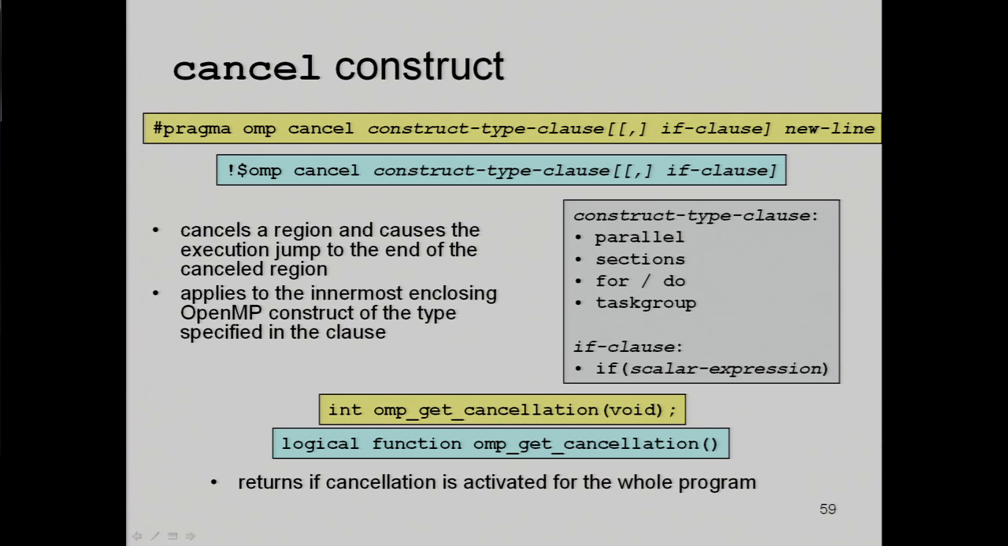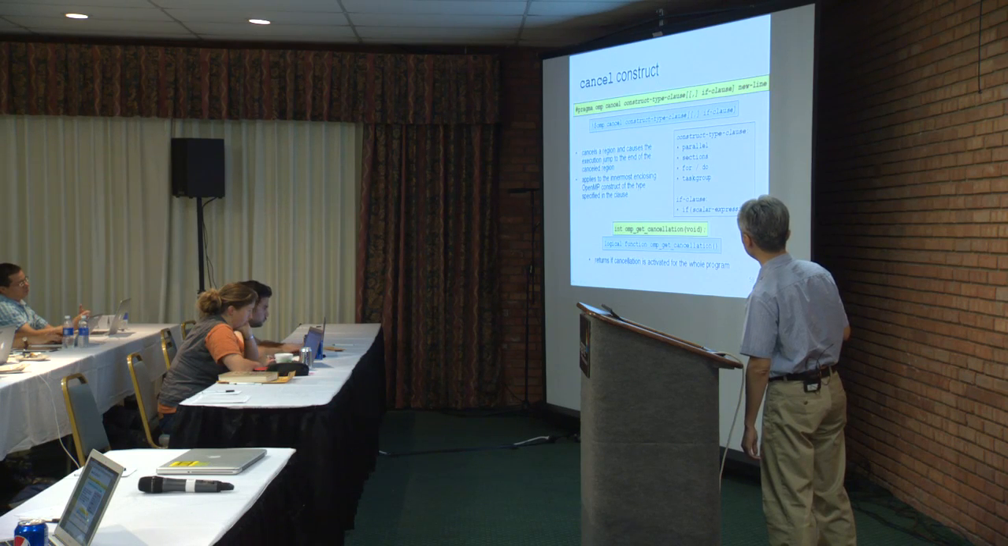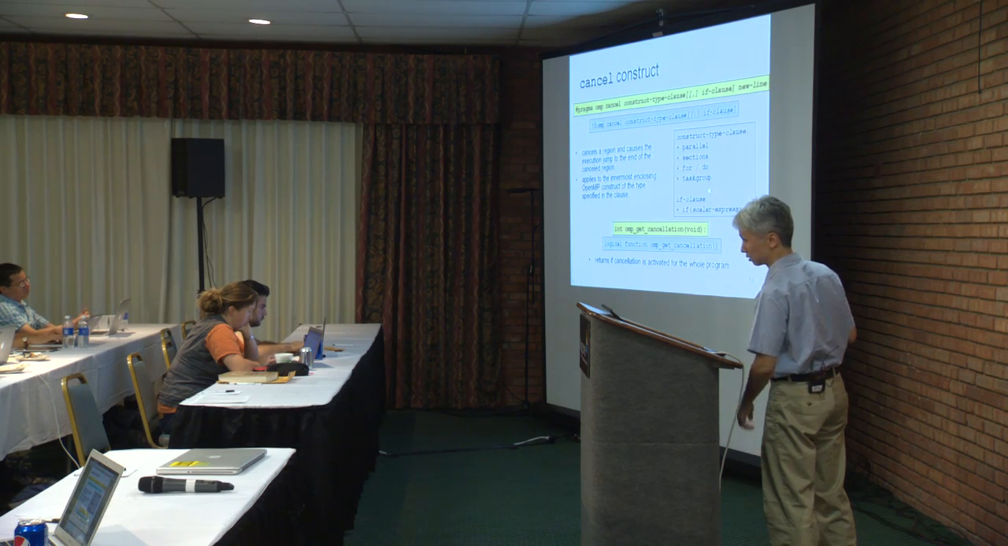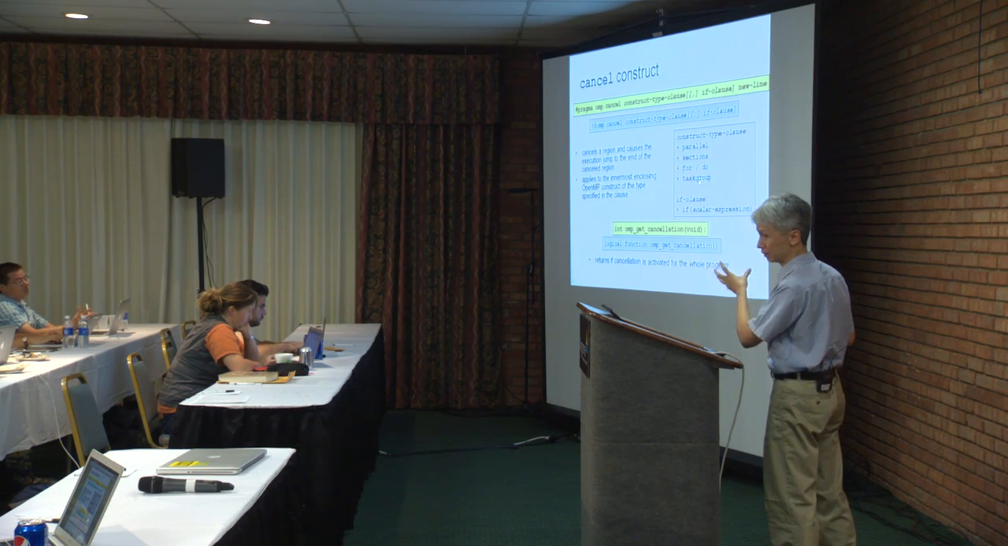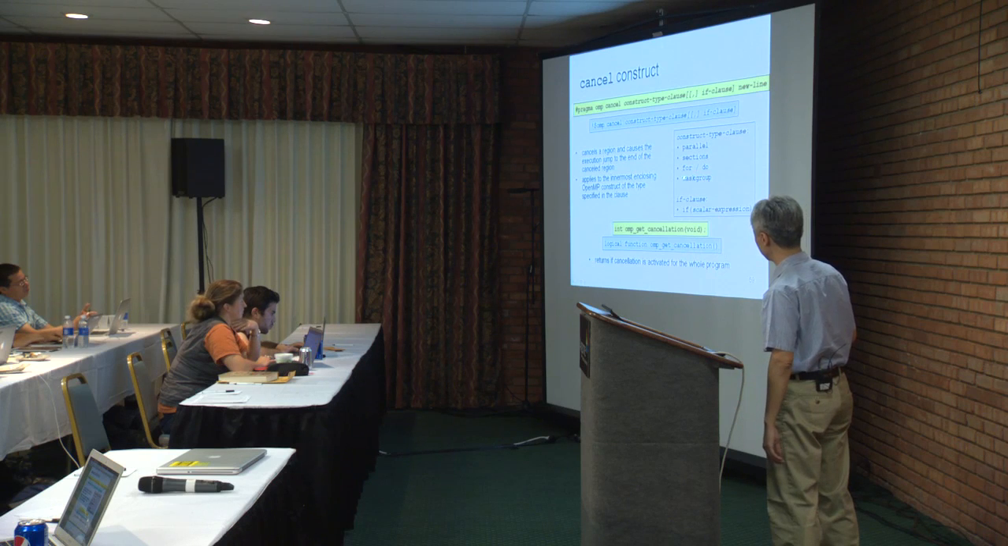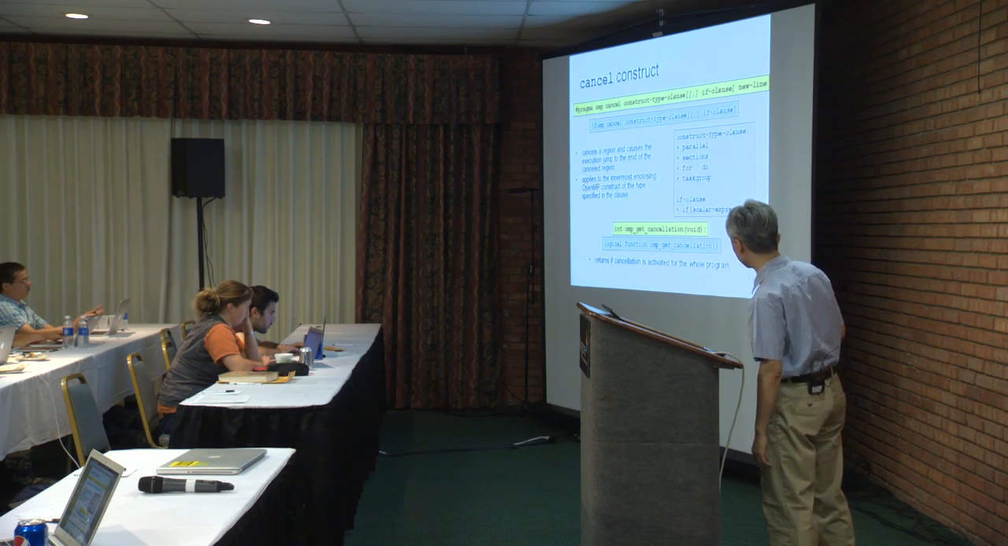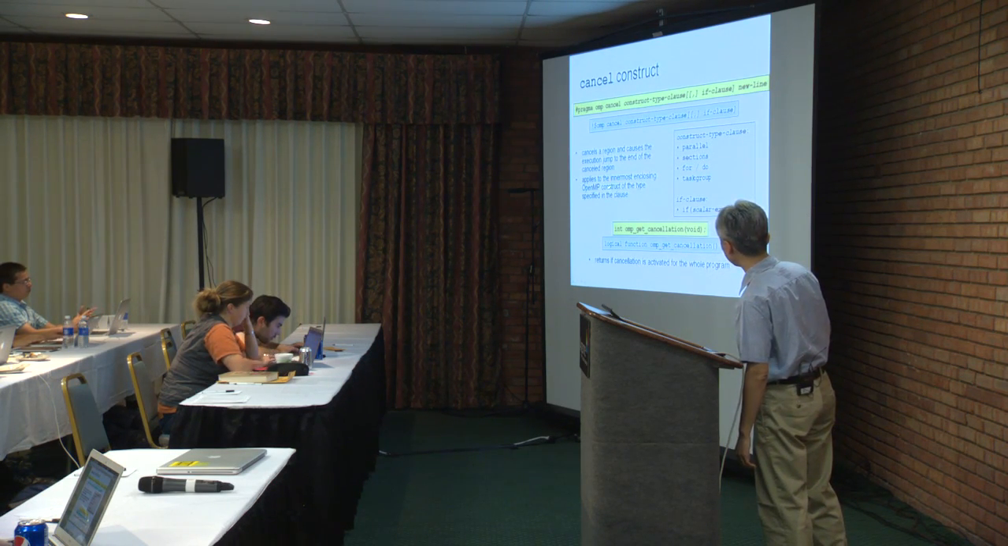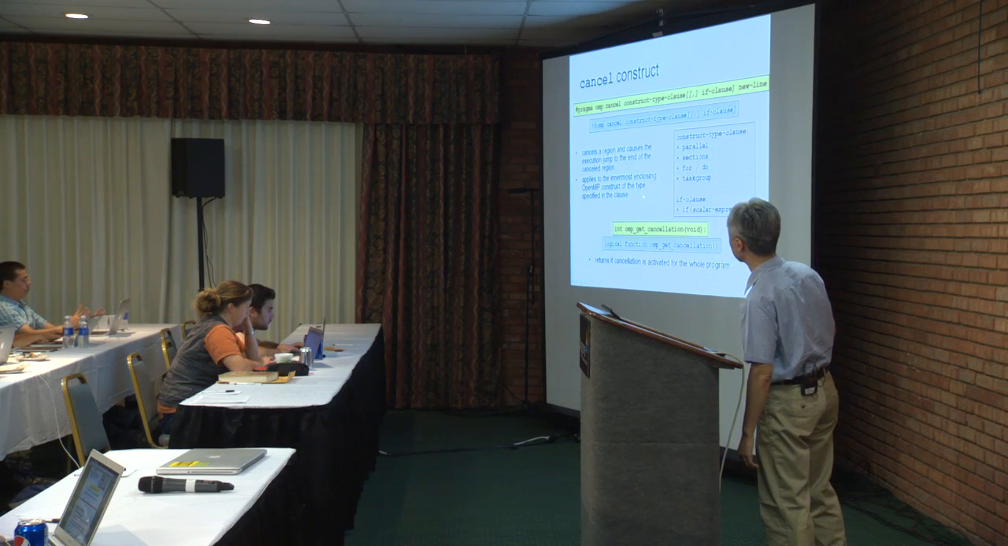What you can cancel is a parallel region, a sections region, a loop region, and a taskgroup region. I haven't introduced the taskgroup concept yet, but bear with me, this is a new thing that we can cancel. It just groups a set of tasks. The cancel only applies to the innermost enclosing OpenMP construct of the type that is specified on the cancel construct.